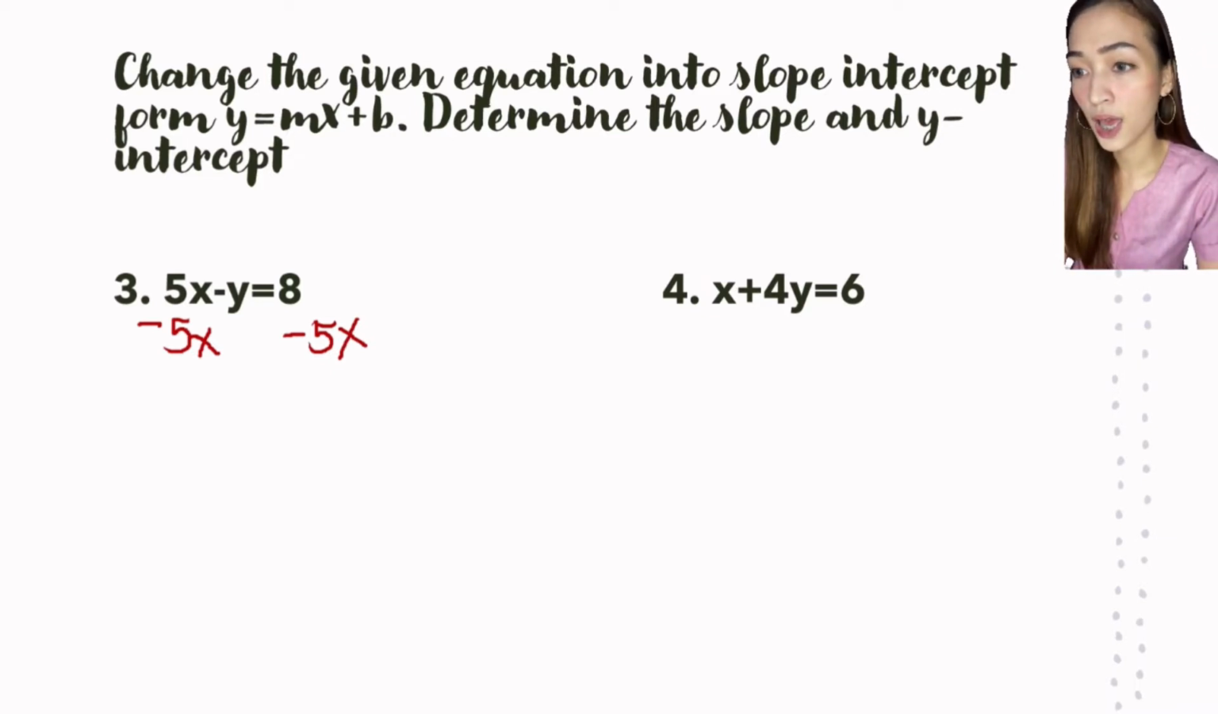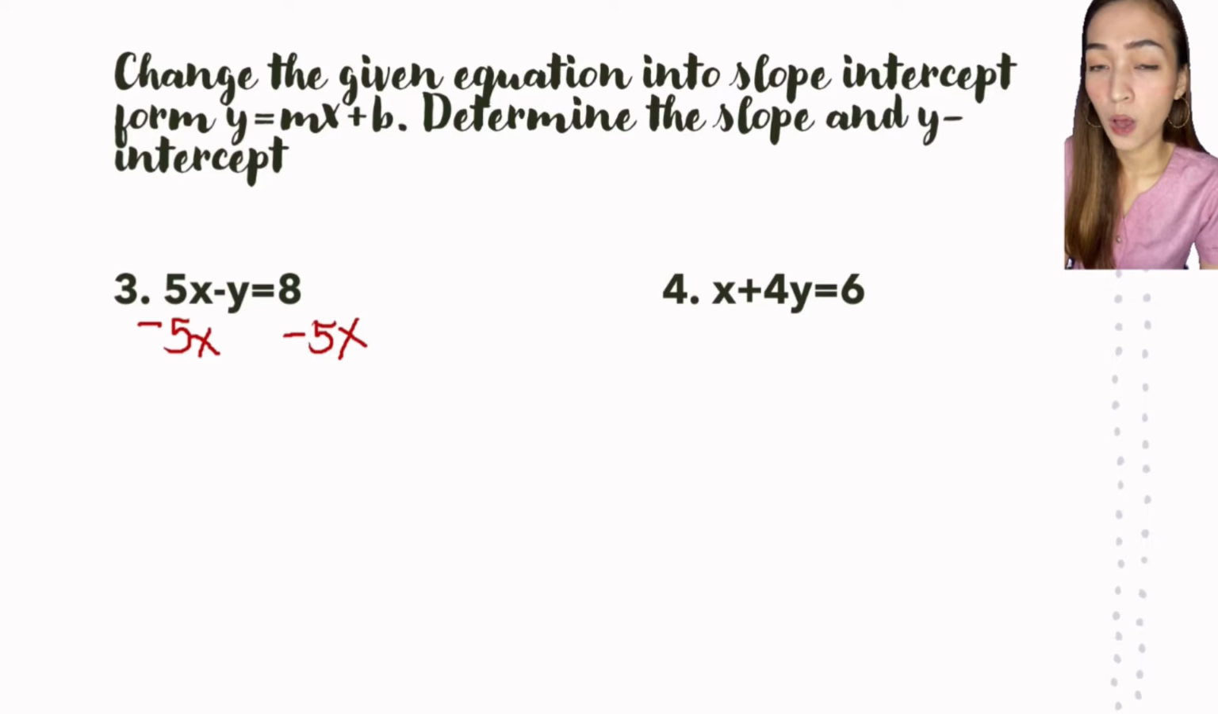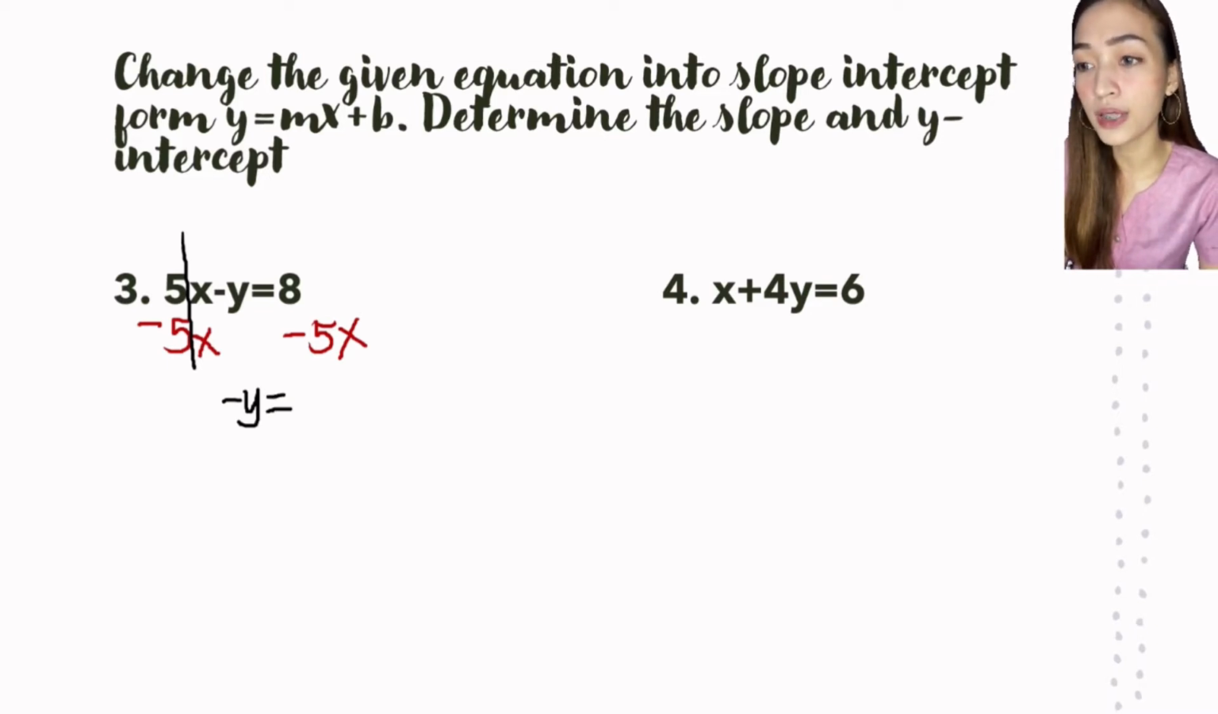Okay, next. 5x plus negative 5x is 0. So now we have the negative y here. Okay, just bring down. Equals 8, okay, plus negative 5x is negative 5x plus 8.